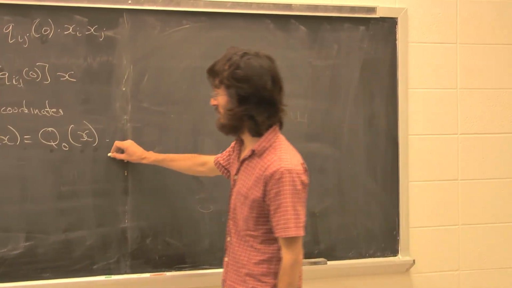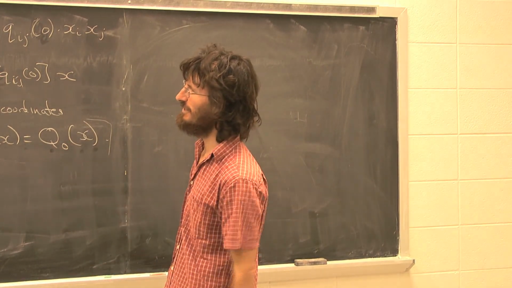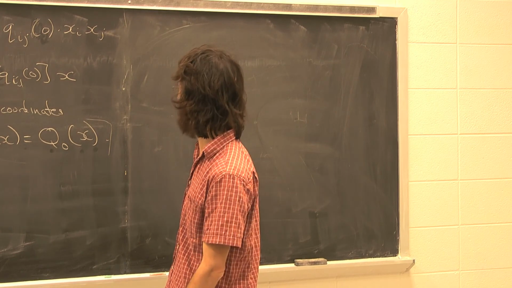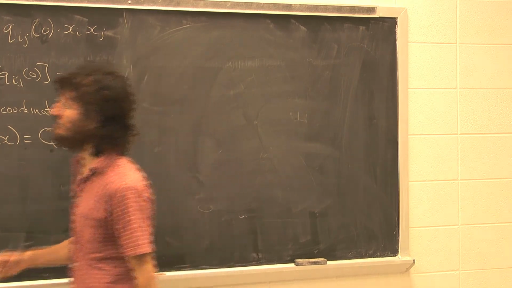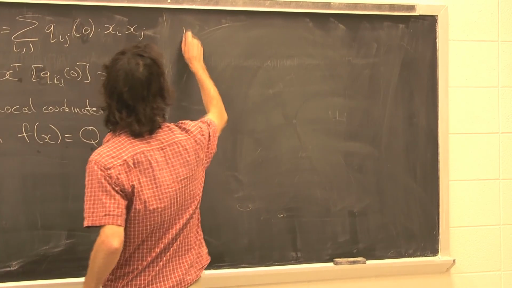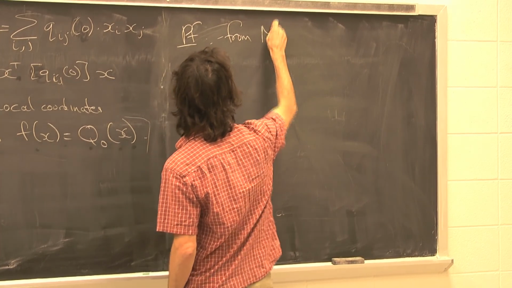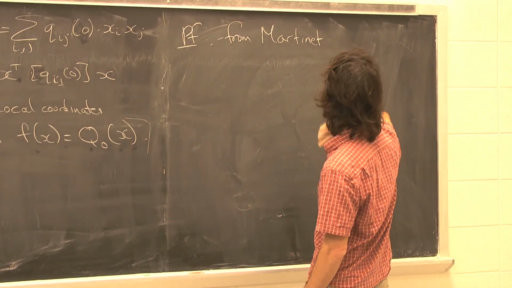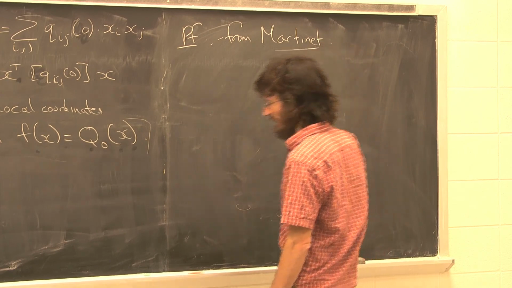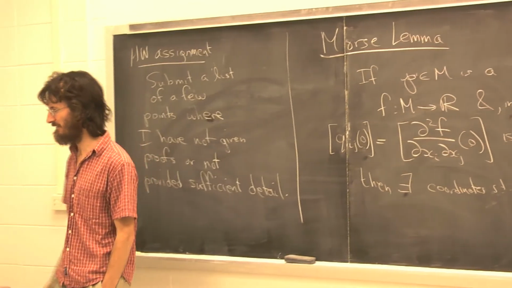So this is the way I'm really going to prove it. And by the way, the Morse lemma is such a standard thing, there are lots of proofs out there. The proof I'm going to follow is from Martinet's book on singularities of differentiable mappings. And I like it because it feeds into a bunch of other ideas.